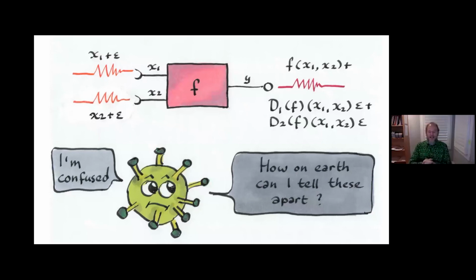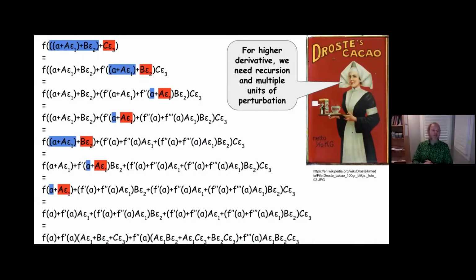Now, another thing is that we only talked about univariate functions here. If you go to functions with multiple arguments, you have to introduce multiple epsilons, because otherwise you cannot distinguish the perturbations for the two different parameters, or if you have n parameters. And if you want to do higher derivatives, you also need recursion and multiple units of perturbation.